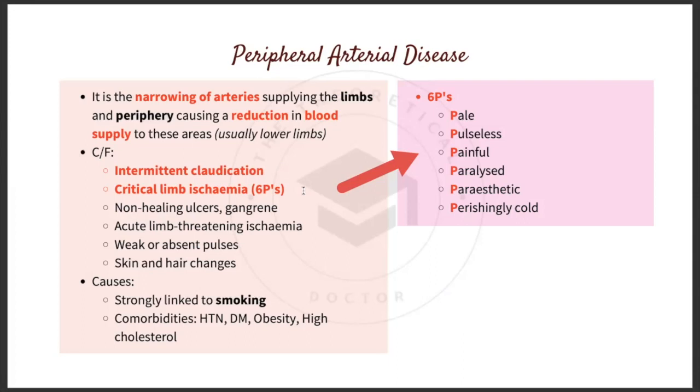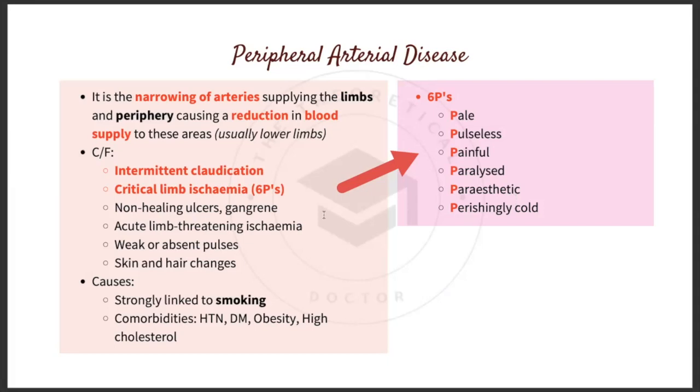Next is critical limb ischemia. So there are 6 P's to take note of, and the 6 P's are pale, pulseless, painful, paralysis, paraesthesia, and perishingly cold. Not all 6 P's will be present, but it's good when you're taking a history to ask about all these things or to take note. So in the case of paraesthesia, there's usually this numb and tingling feeling.